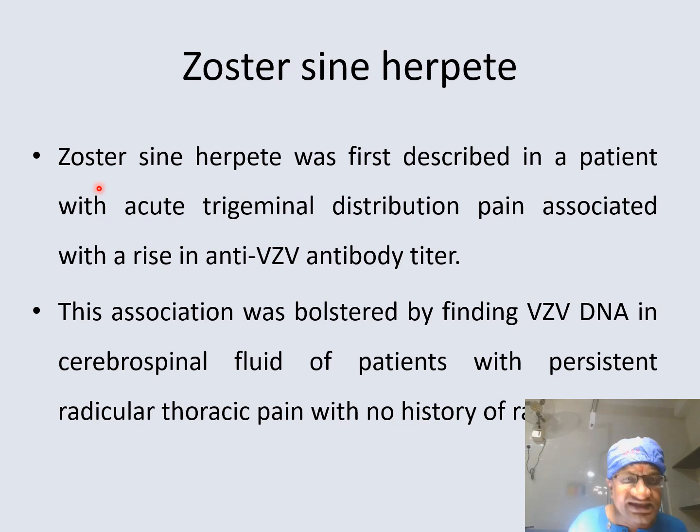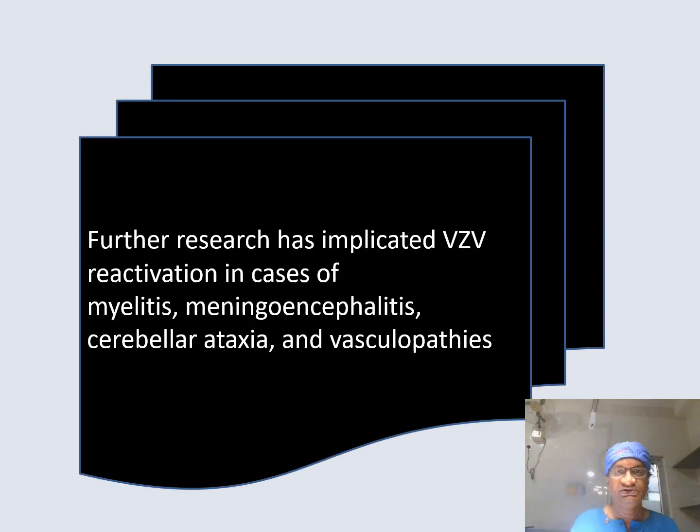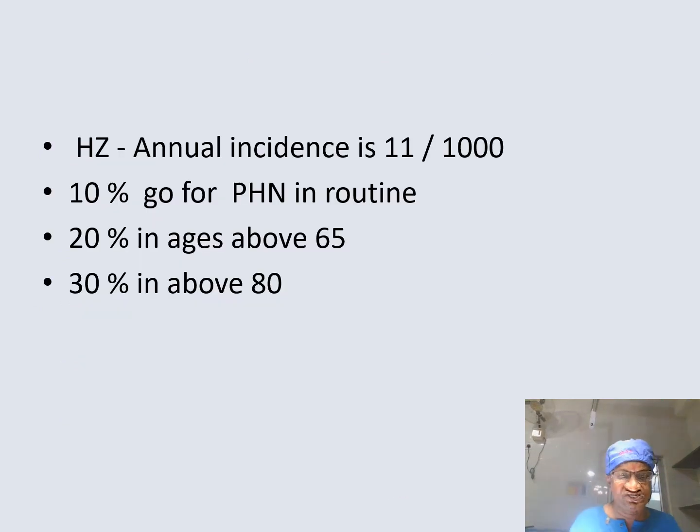There is something called zoster sine herpete, which means there is no rash, but you can see the herpetic pain. There is no rash, intercostal severe pain. If you test, there will be an antibody titer and you can see CSF DNA. So this means this patient has possibly got herpes zoster without a rash. That is what is called zoster sine herpete. Further research has been done in this about many things.